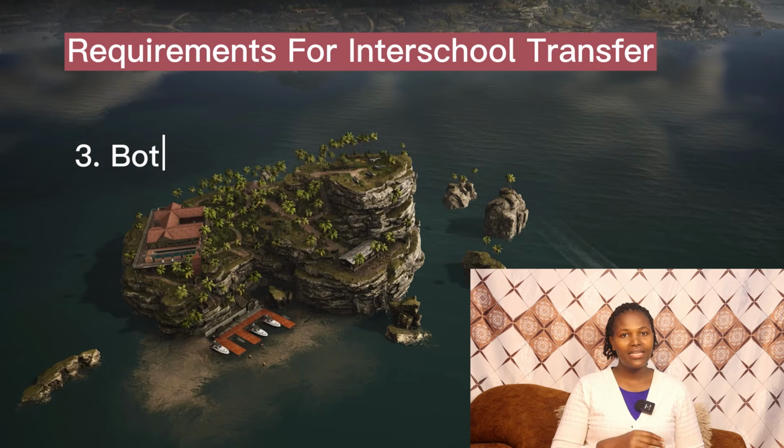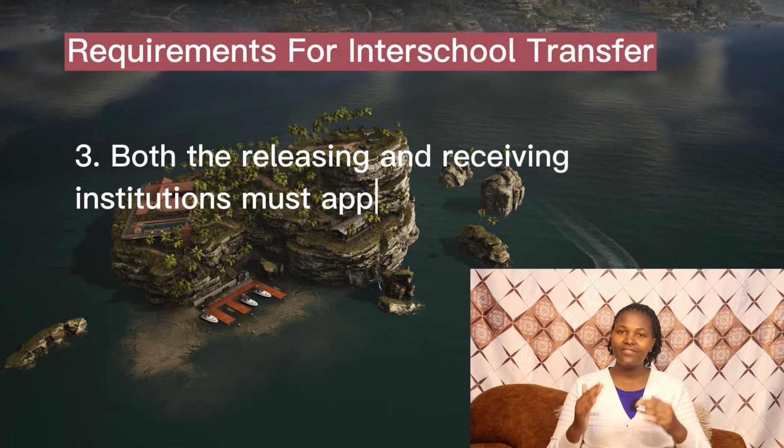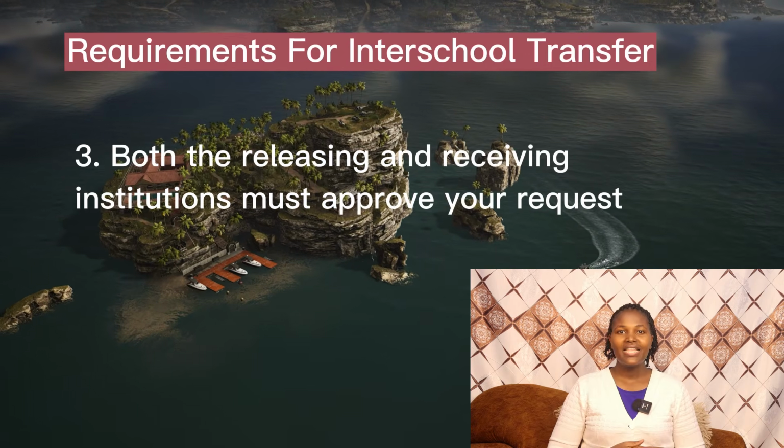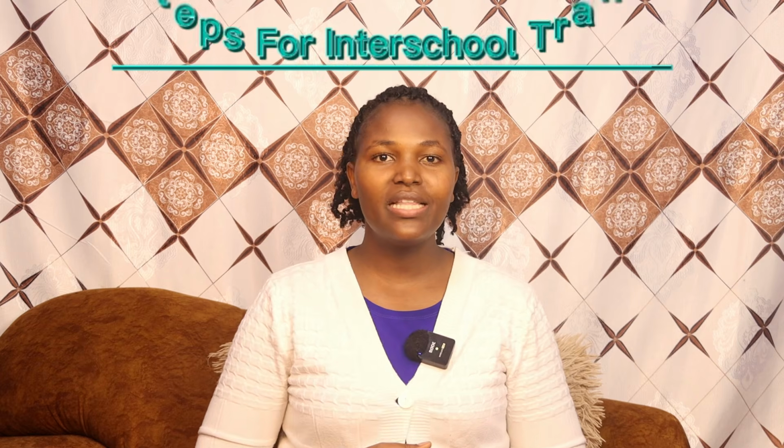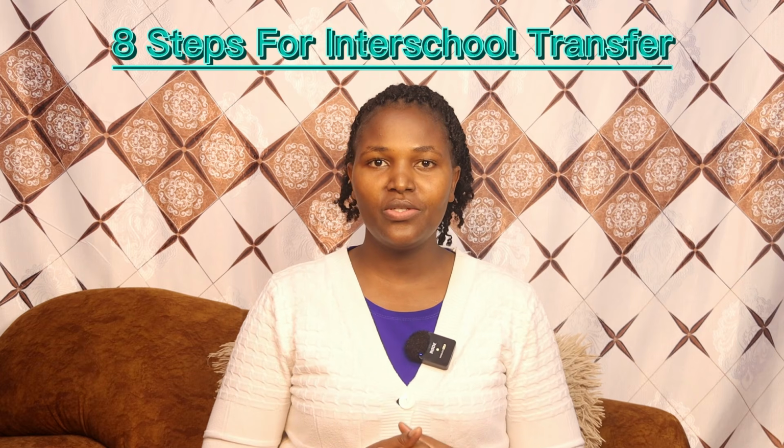And then number 3, both the releasing and the receiving institution must approve your request. The releasing institution is the one where you have already been placed, and they must be willing to release you. The receiving institution is the one that you wish to join, and they must be willing to accept you. Now, if any of them rejects the application, the process will not go through. But if both of them agree, then the process will go through. Now, once you verify that you have met all the requirements for the transfer, these are the 8 steps that you need to go through to join the new institution.